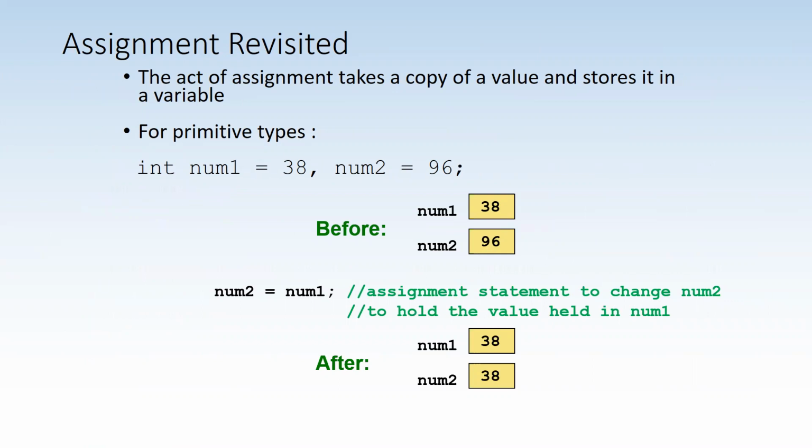So the act of assignment takes a copy of a value and stores it in a variable, right? So when you do this, you're assigning this value into num1. When you do this, you're assigning this value into num2. They are two int variables. We discussed this syntax, comma to separate the same type. Okay, so when you do num2 is equal to num1, you are taking the value from num1 and replacing the value in num2 with it. So after this assignment statement, it's like this. You're putting the value itself in that location, right? Okay, this is primitive data types.